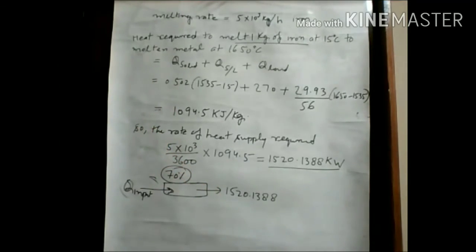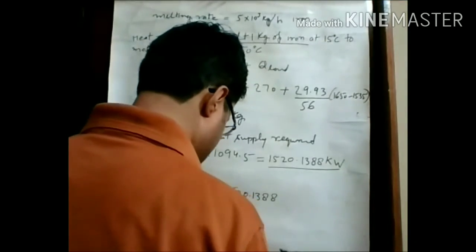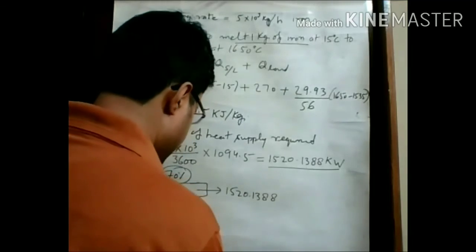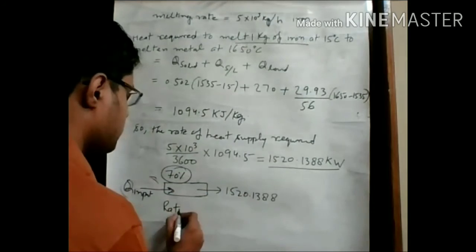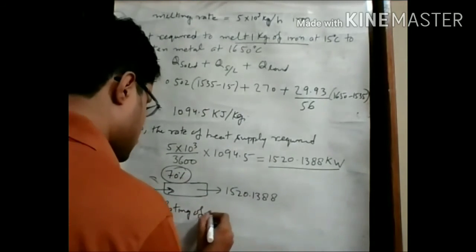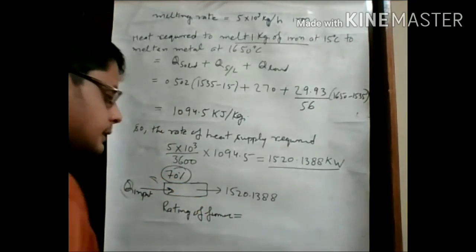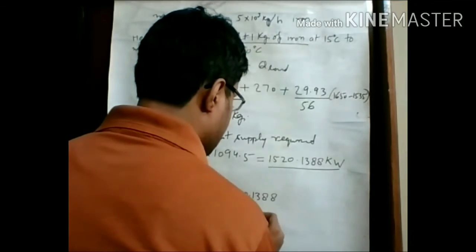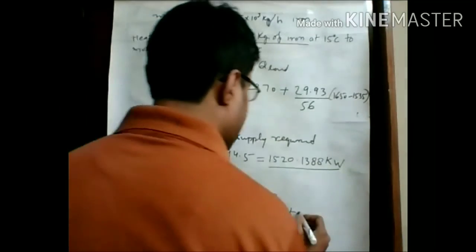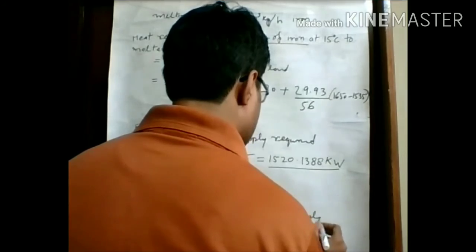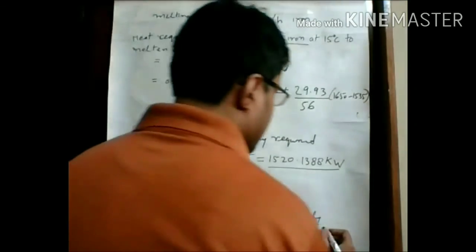In which manner do we calculate this? Simply, we know that the rating of the furnace, that is Q input, is equal to the rate of heat supplied, the requirement, upon efficiency.